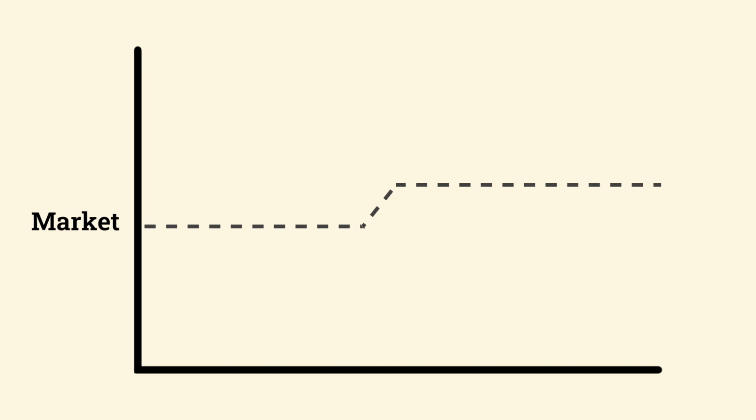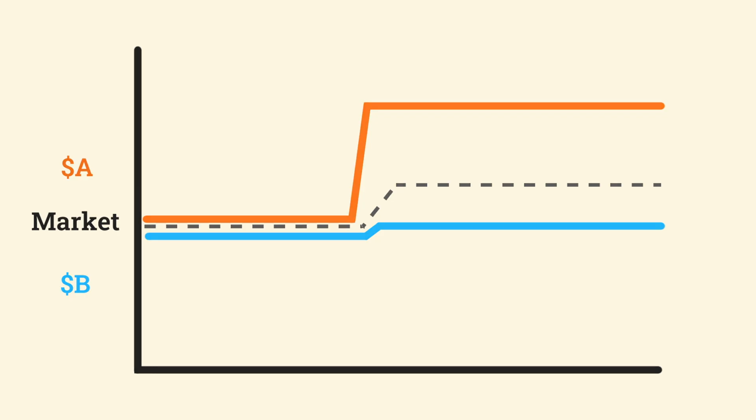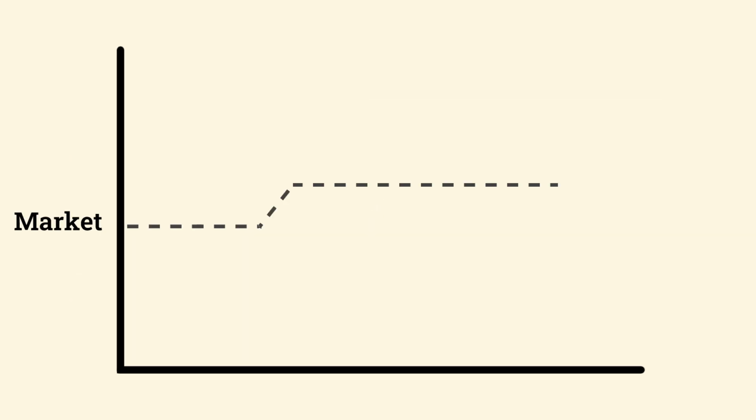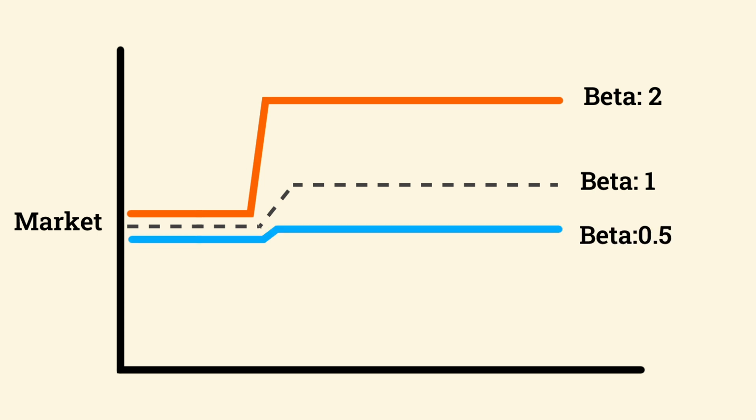As quants, we of course want to quantify this difference. When the market goes up, say 1%, sometimes the stock jumps 2%, and sometimes it barely moves. That's what beta measures. Beta measures how sensitive an asset is to the market. If the market moves, how much does this asset move? A beta of 1 means it moves with the market. A beta of 2 means it moves twice as much. And a beta of 0.5 means it moves half as much.